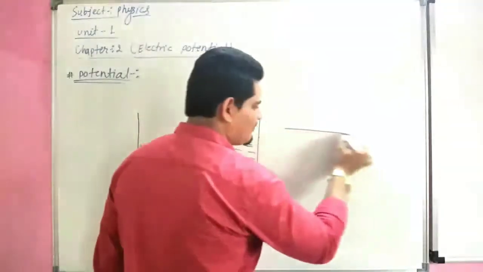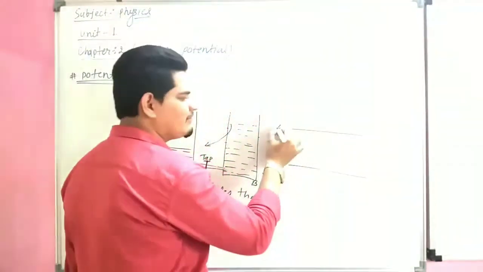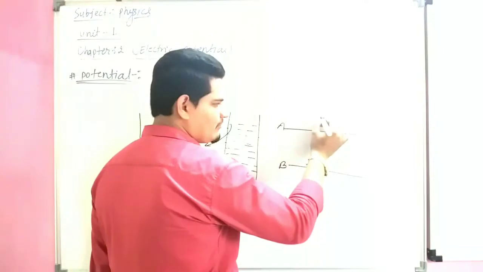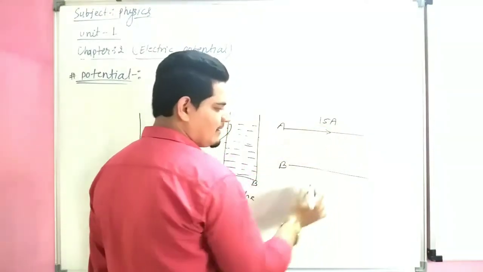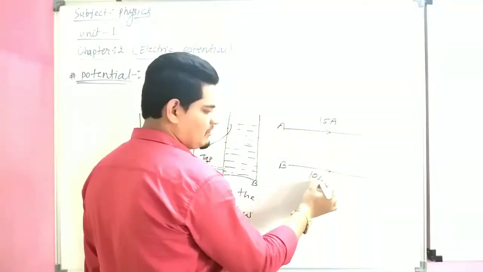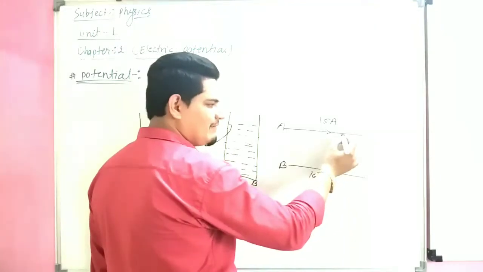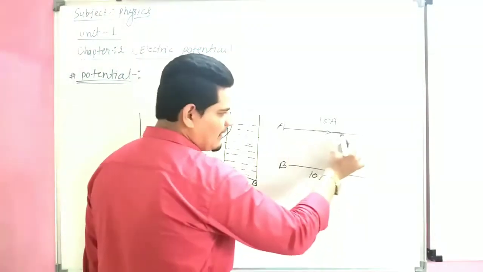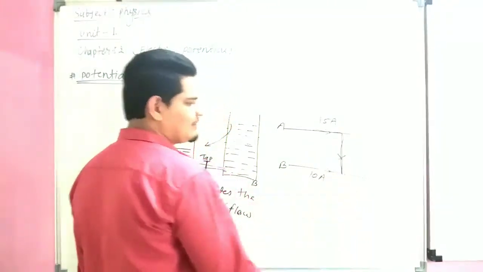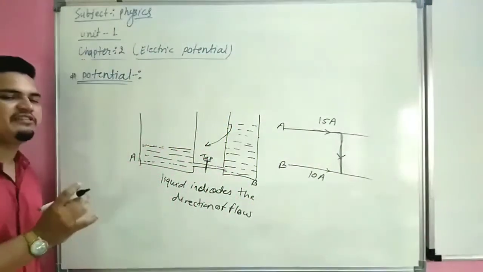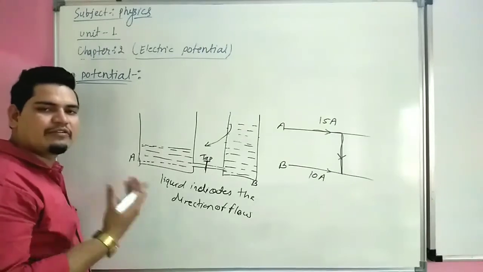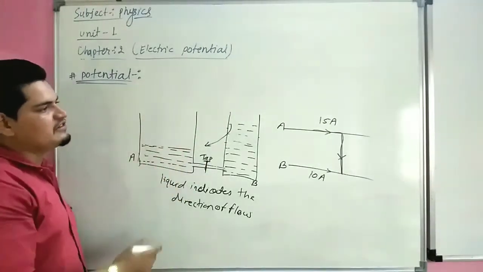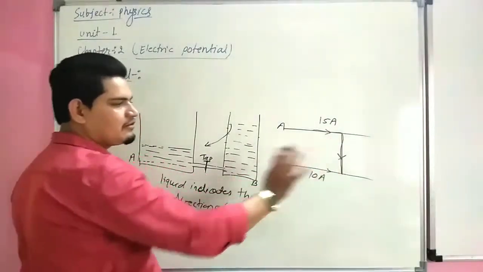If we take two wires, this is wire A and this is wire B. This wire has 15 amperes of current and this wire has 10 amperes of current. When we connect both wires, current flows from high level to low level. This is called potential. So potential indicates the direction of current, as liquid level indicates the direction of flow.